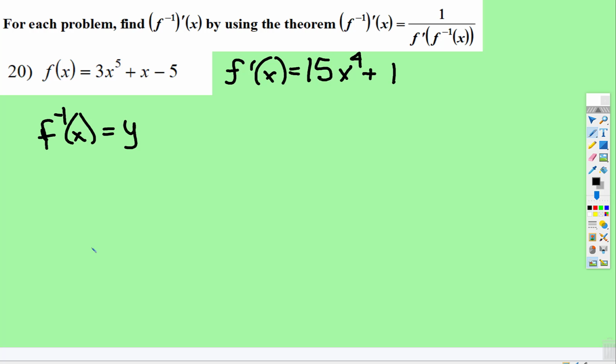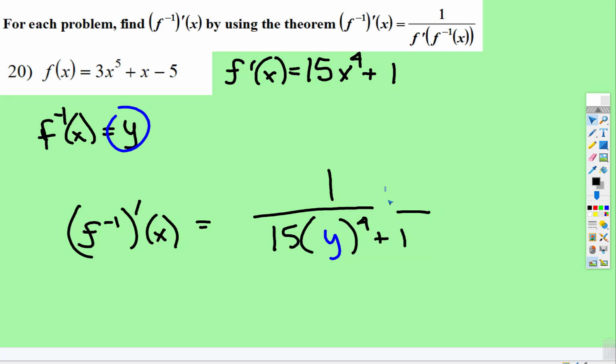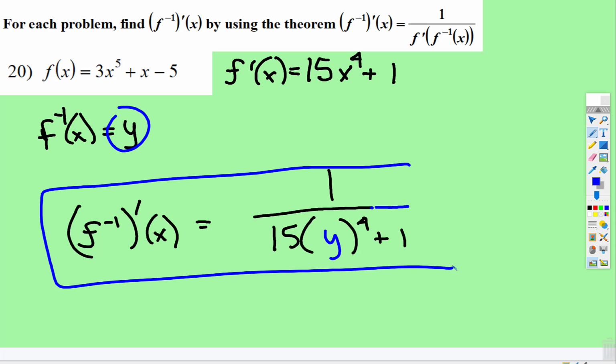All right? So now the derivative of the inverse is 1 over 15x to the 4th plus 1. And inside that x goes y. So I didn't really need to spread that out so far. So yeah, on these, it's actually pretty easy. This right here is the answer to that. All right, that's it for this one.